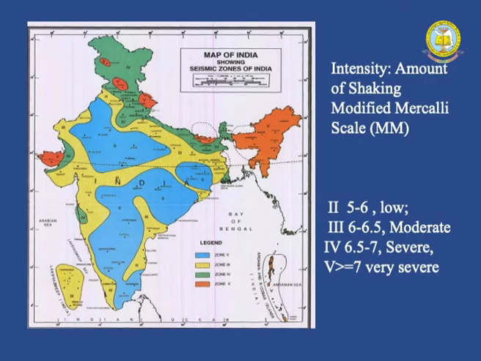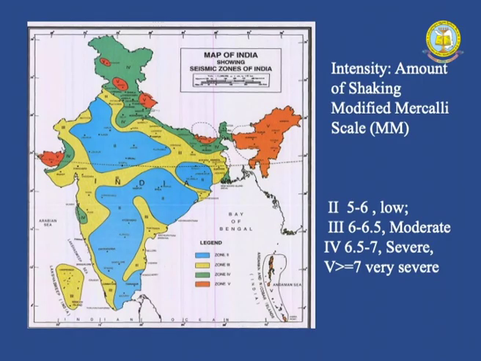Now this 5 and 6 talks about the intensity. If the intensity is between 5 to 6, they call it a low seismic zone. Mostly we can see that represented by zone 2, the blue one, as you can see. Then we have zone 3, zone 4 and zone 5. This is typically based upon the intensity.